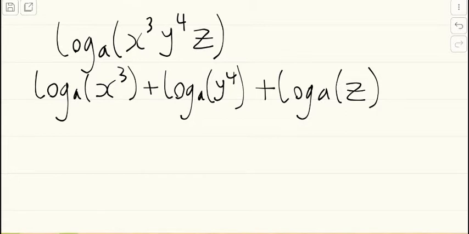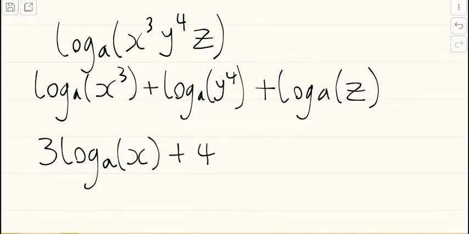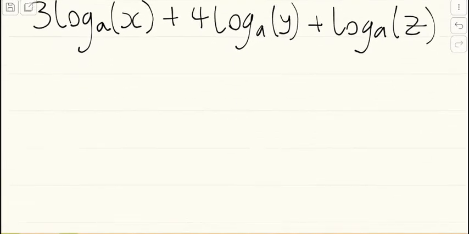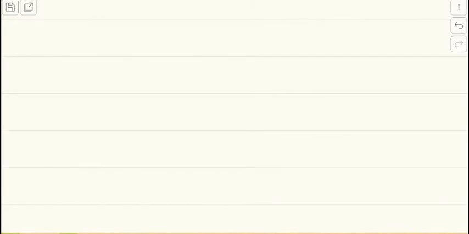Again, the log to the base a of z is fine, but the x cubed and y to the 4 are not fine because it's not in terms of x and y. So we use our power law, and that becomes 3 log to the base a of x plus 4 log to the base a of y plus log to the base a of z. Okay. Right, let's take another example. We'll go through 2 more.